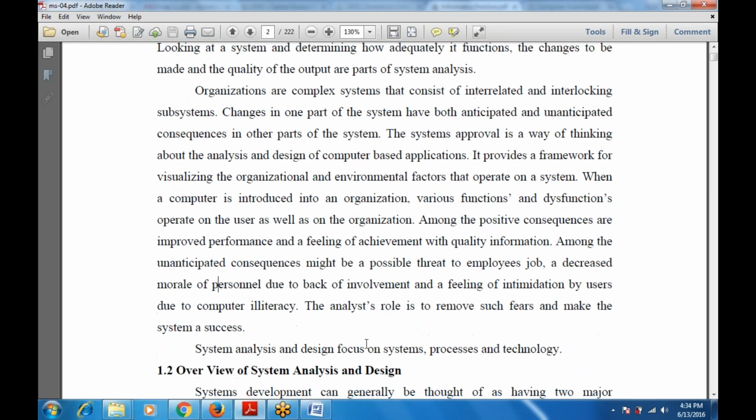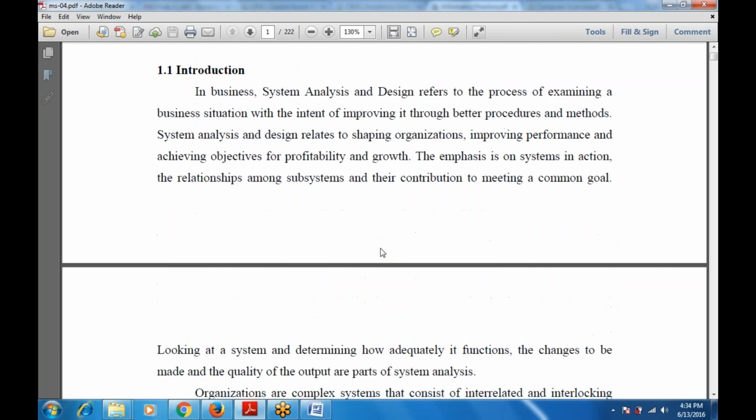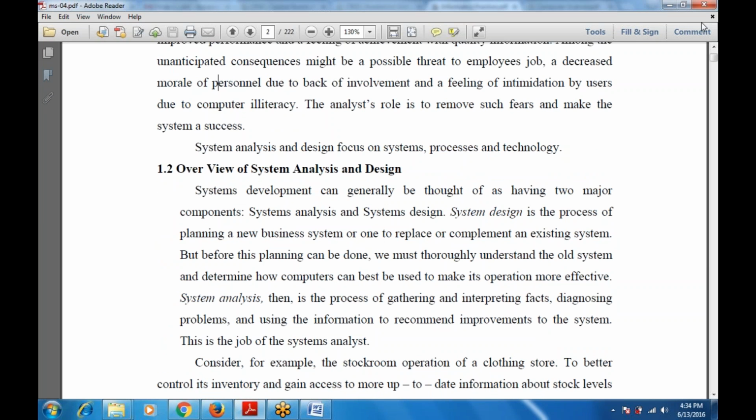Next part is the overview of system analysis and design. So first we have covered the introduction and the objectives. Then 1.2 is the overview of system analysis and design. System development has two major components when we develop any system. One is analysis, one is design. Analysis includes the requirements of the user, that is how to analyze the requirements of the user and give priority to them: which requirement has the highest priority, then the next one, then the next one.